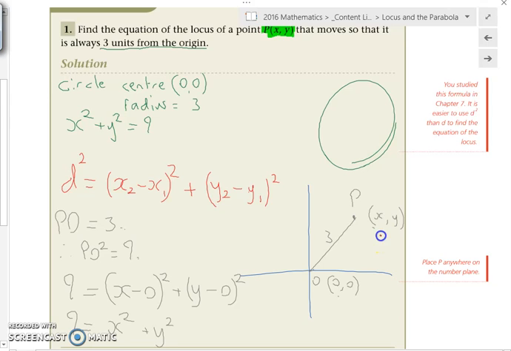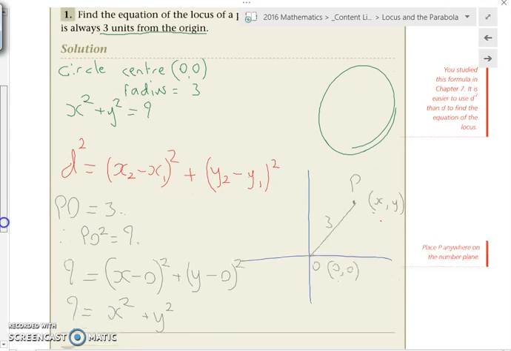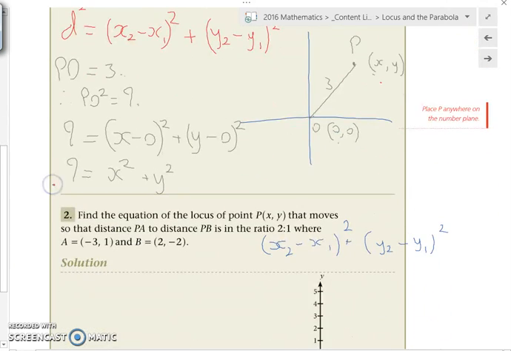Put P anywhere on there, and we know that the radius is 3. So what we did was x2 minus x1, so we got x minus 0 plus y minus 0, all squared. So you end up with that equation, which we came up with by knowing it was a circle with center 0, radius 3. So two ways of doing it. Does that make sense? But the point is, to do that, we used the distance formula.